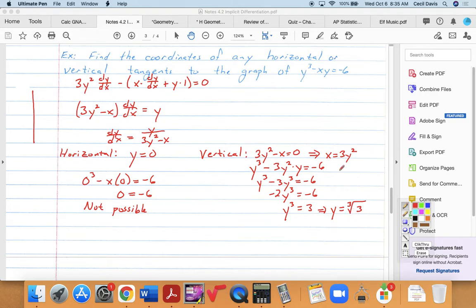And x, since it's equal to 3y squared, would be 3 times the cube root of 9. How'd you get the 9? I squared.